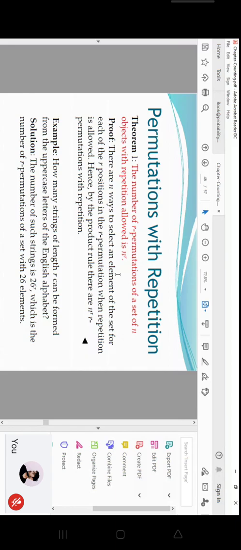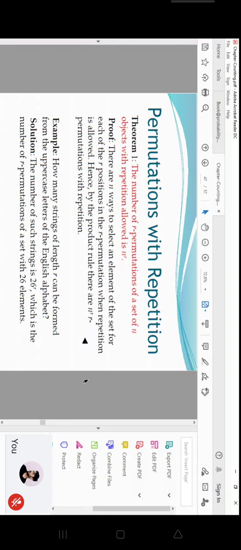So the problem as it is mentioned: how many strings of length r can be formed from the uppercase letters of the English alphabet? The English alphabet contains 26 letters. So the answer is 26 to the power r, because any of the letters you can place during the time of positioning. So 26 to the power r. So the permutation with repetition formula is N to the power r.